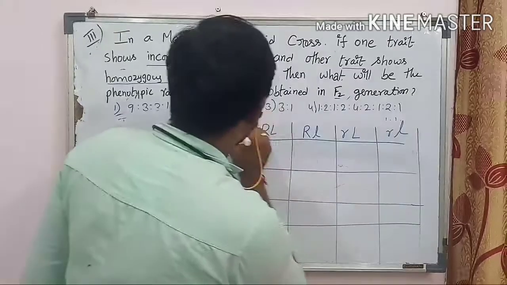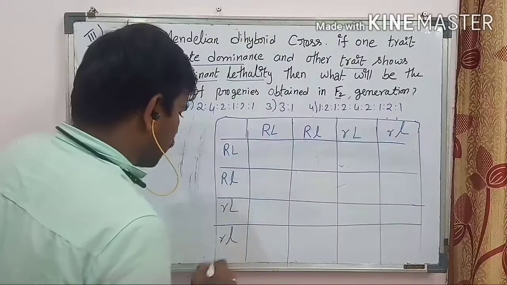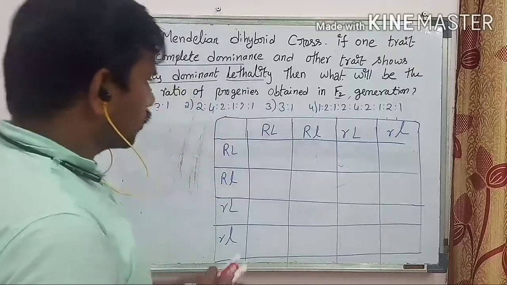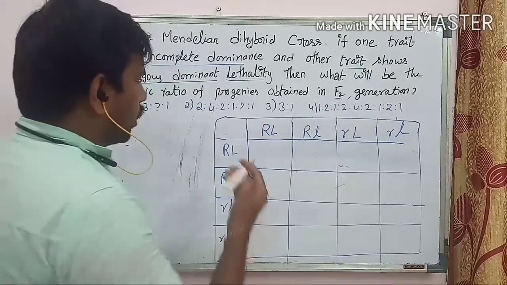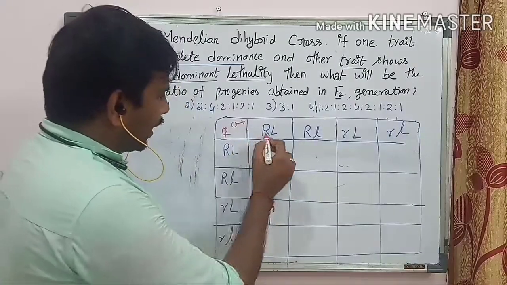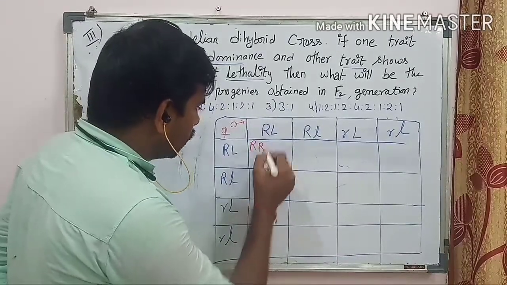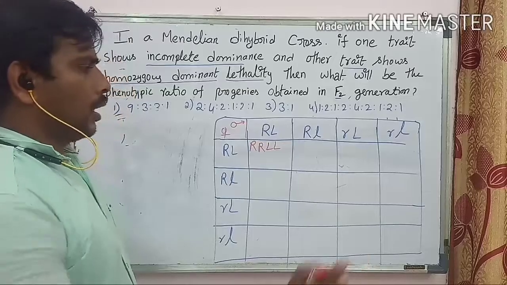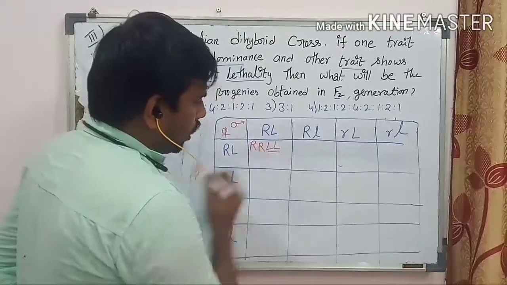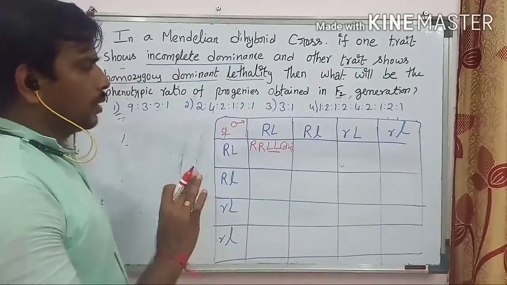Now we can see what different types of phenotypes we will get here. I take the male and the female gametes. When these two gametes fuse, you get capital R, capital R, capital L, capital L. Remember one thing: wherever we get both dominant alleles for the lethality gene, that organism will die. Nothing wrong.